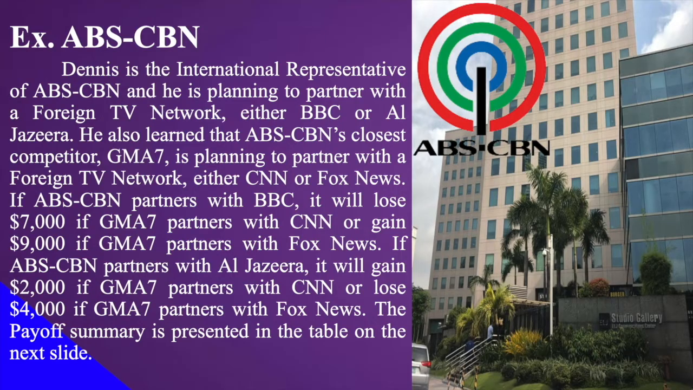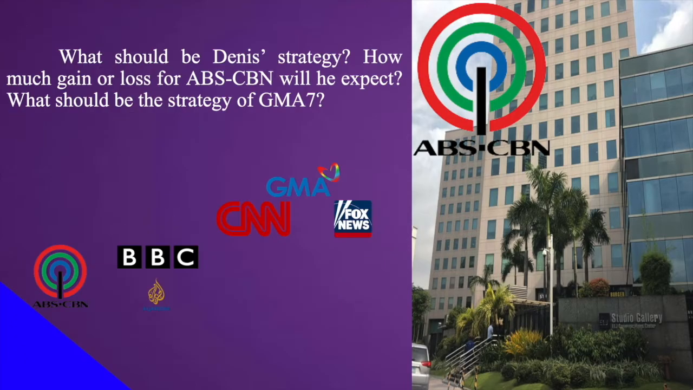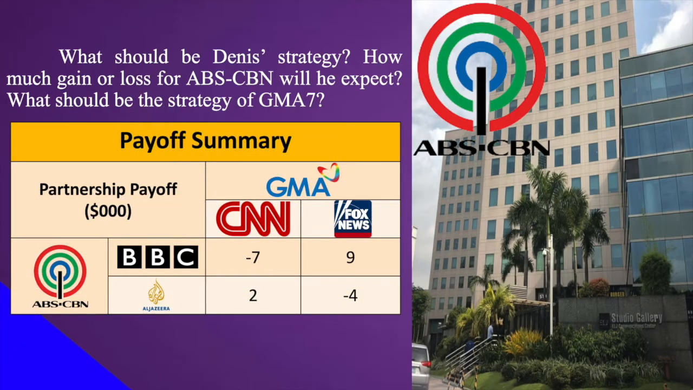Now, the payoff summary is presented in the table on the next slide. The question is, what should be Dennis' strategy? How much gain or loss for ABS-CBN will he expect considering his strategy, and what should be the strategy of his competitor, which is GMA7? Okay? Now, the question here, should ABS-CBN partner with BBC or Al Jazeera considering the possible final decision or the possible strategies that GMA7 will make?